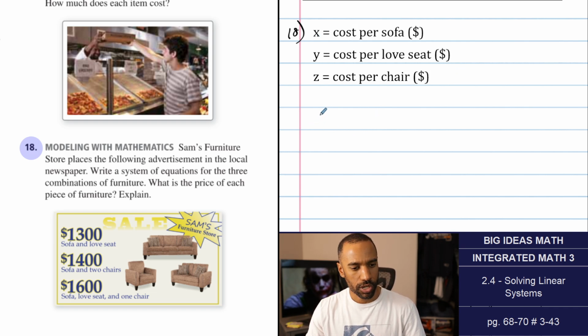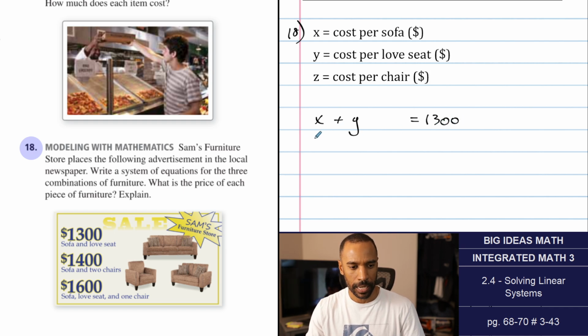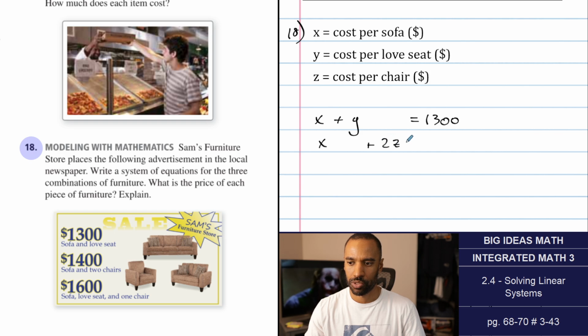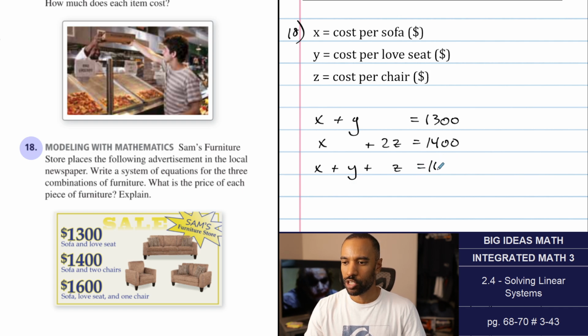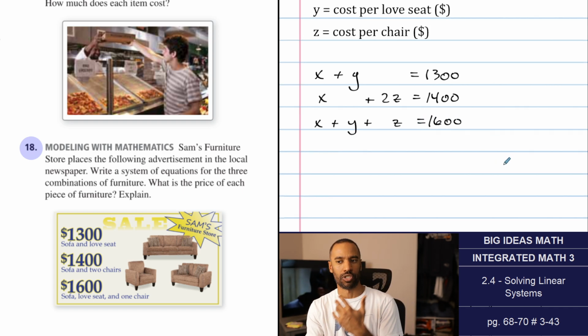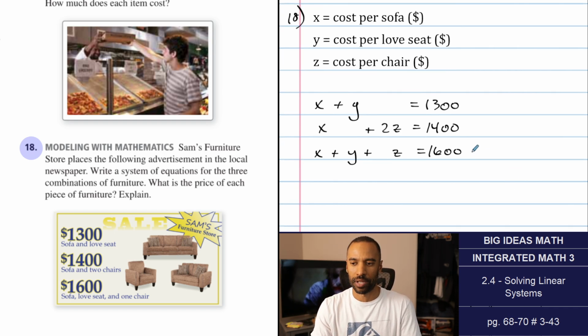I will do 1 sofa and 1 love seat is 1,300. I'm going to leave space because I want some equations that will use Z. 1 sofa and 2 chairs. That'll be 2Z. Now this might look weird to you with the spacing, but it will probably help you. Let me put the plus not here though. Let me put it where the 2Z is. X plus 2Z equals 1,400. And then a sofa, a love seat, and 1 chair there. So you can see where the spacing probably makes more sense for what we're doing, right? It lets you see what's kind of there and what's not.